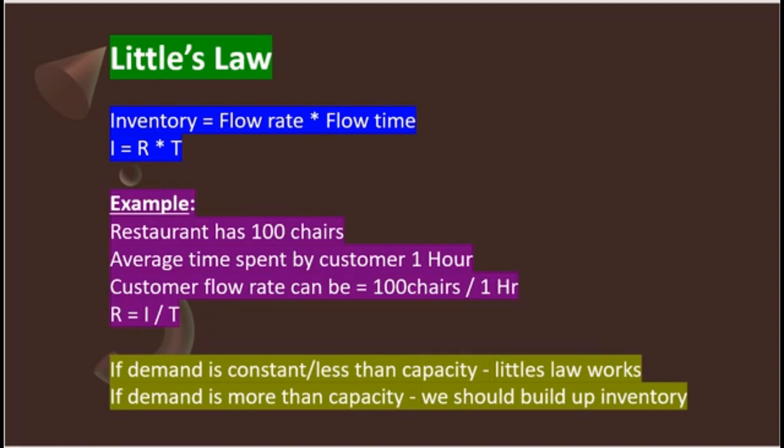So in this case, the 100 chairs are inventory, so I equals 100, and the average time spent is 1 hour, so that is the flow time, so T equals 1 hour. Now if you want to see what the customer flow rate is, R equals I by T, which is 100 chairs divided by 1 hour, equal to 100 customers. So this is how we calculate using Little's Law.